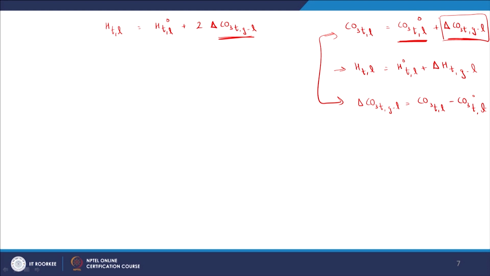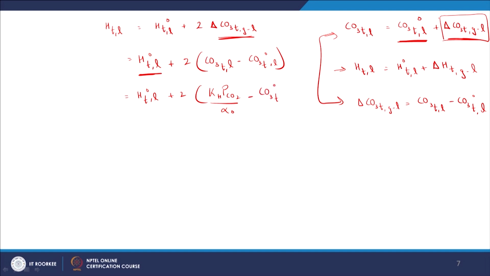So I am going to plug this in here, that is going to be equal to H total initially in the liquid phase, which is something that you know, you know what you are putting in initially in your water, and that is going to be equal to 2 times CO3 total liquid at equilibrium minus CO3 total initially in the aqueous phase. Again that is going to be equal to H total initial in the aqueous phase plus 2 times, and how did we express this as pH, kH into PCO2 by alpha naught minus CO3 total initially, pardon me, initially in your aqueous phase.